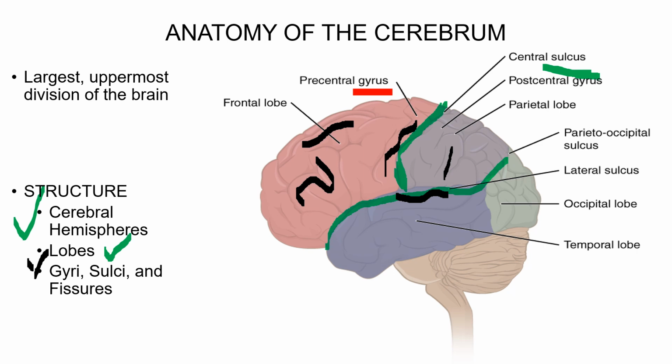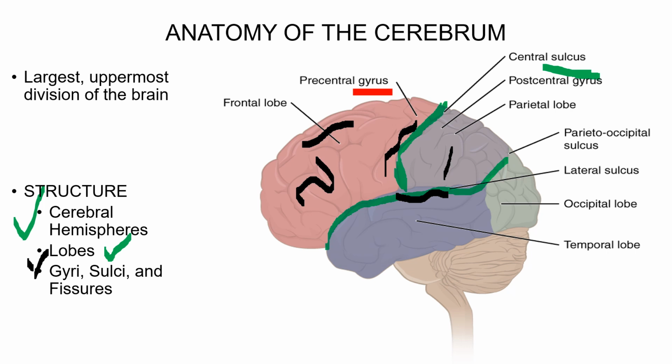And then a fissure is just a really, really big sulcus. It's a really large indentation. And I'm going to show you an example on the next slide, as I just mentioned with the hemispheres. There's a really big folding or indentation that separates the left hemisphere from the right hemisphere.